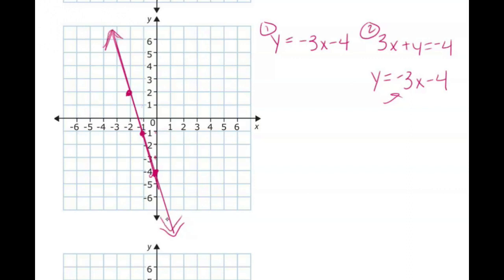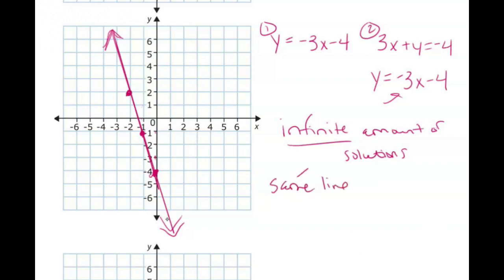In a case like this, where you actually get the same graph or the same line, this is called an infinite amount of solutions. Why is it an infinite amount of solutions? Well, because every single point on this line matches, right? It's going to go through both functions. So no matter what, they're always going to match, right? So there's an infinite amount of solutions. So when it's the same line, it's an infinite amount of solutions.